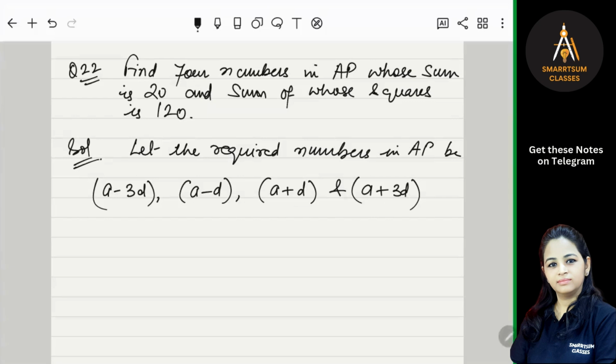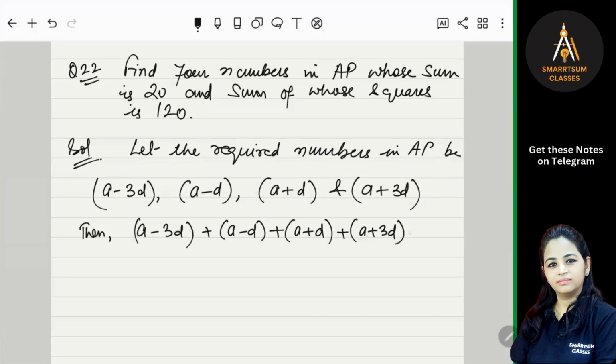So now, according to the condition given in the question, the sum of the 4 numbers is 20. So we will write down the equation: a minus 3d plus a minus d plus a plus d plus a plus 3d. The numbers we have assumed in the AP, we will add them and equate to 20, as it is already given in the question that their sum is 20. Now solve this. a, a, a, a: how many is that? 4a.